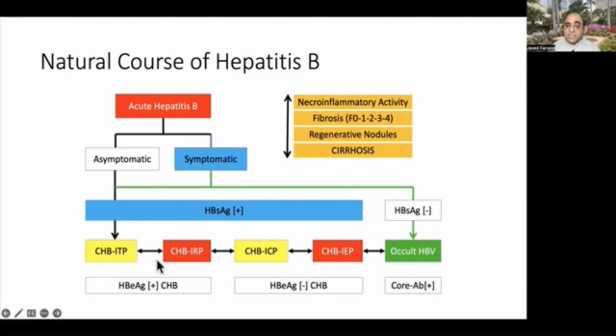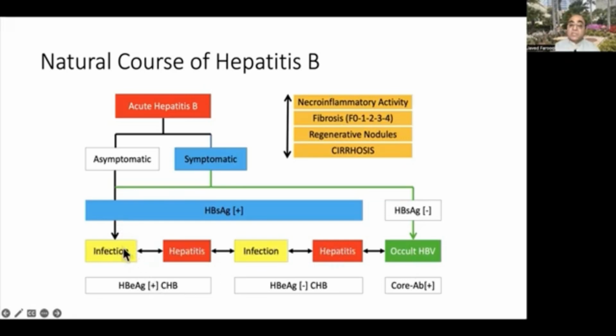Remember that these phases are interchangeable. The patient may move from immune tolerant phase to immune reactive phase or backwards. Similarly, immune reactive phase to immune control phase or backwards. Similarly, immune control phase to immune escape phase or backwards. And similarly here to occult hepatitis B or backwards. This is very, very important, and you should remember this concept.